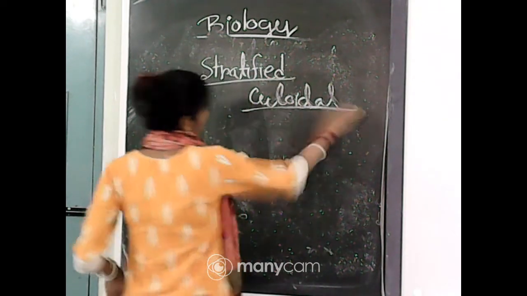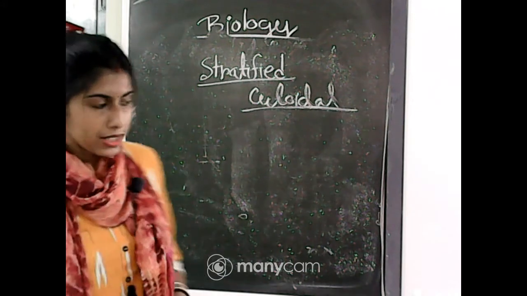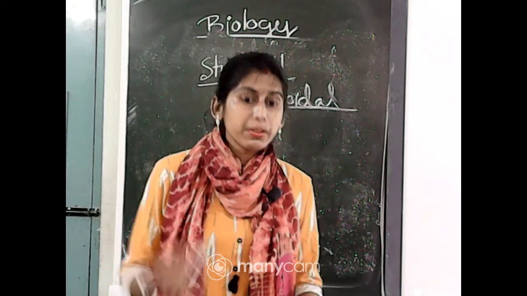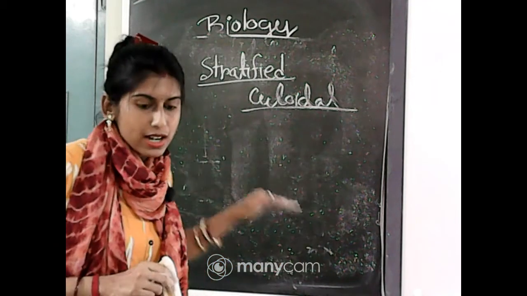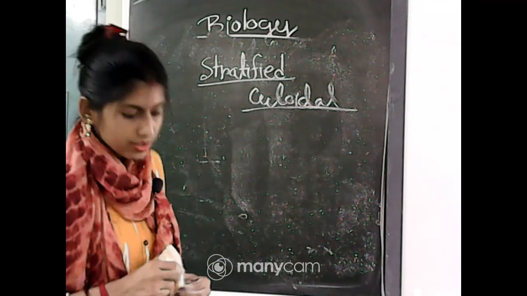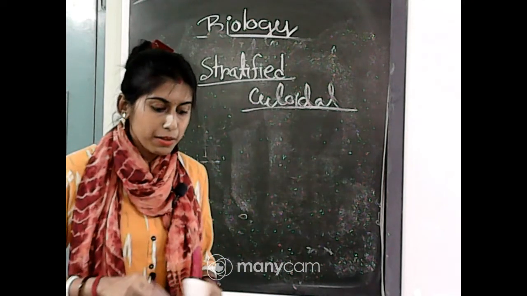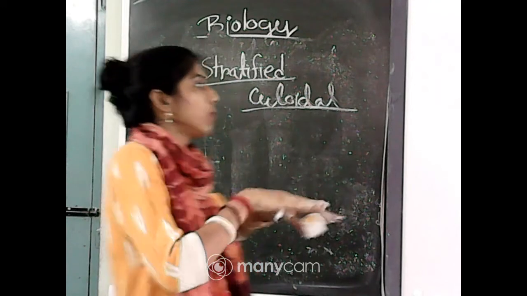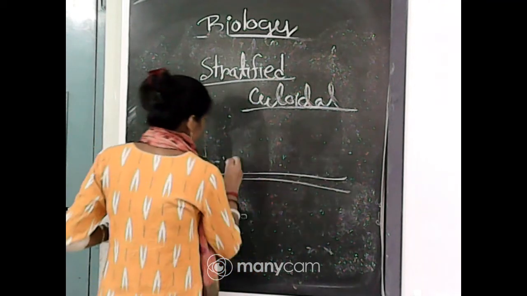Stratified cuboidal. You can remember the characteristics of cuboidal epithelial tissue. Stratified means many layers will be found, and the deepest layers are short and columnar and directly attached to the basement membrane, and the superficial layers will be cuboidal cells. There may be many cells, okay.